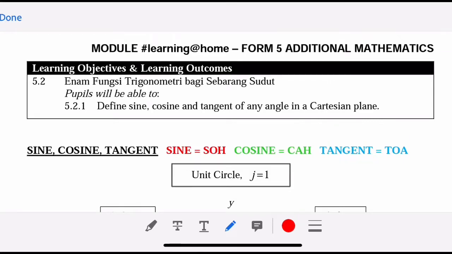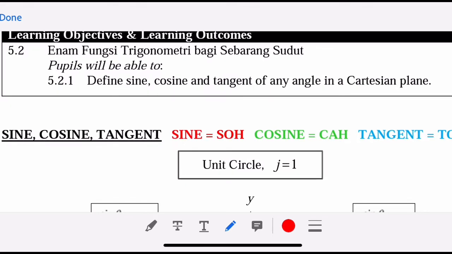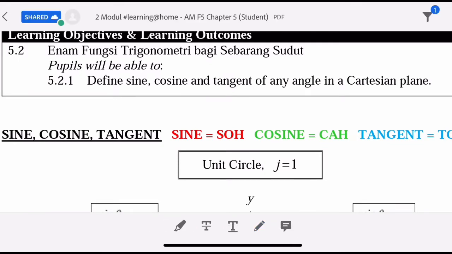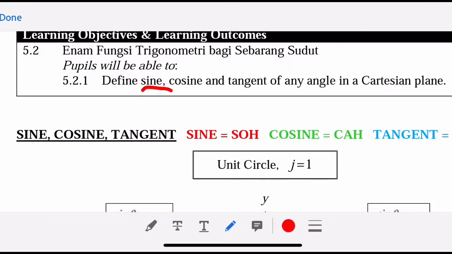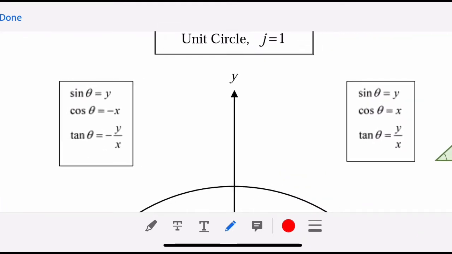Hello everyone. Today I would like to start lesson number 2 for trigonometry. For the second lesson, you must know the definition for sine, cosine, tangent. This is a very basic thing that you must know.